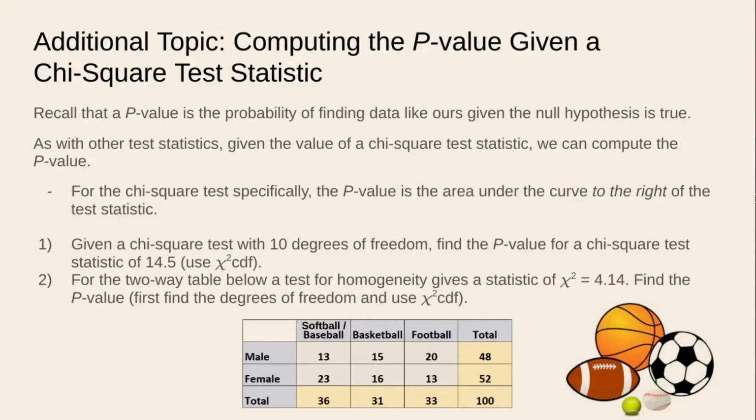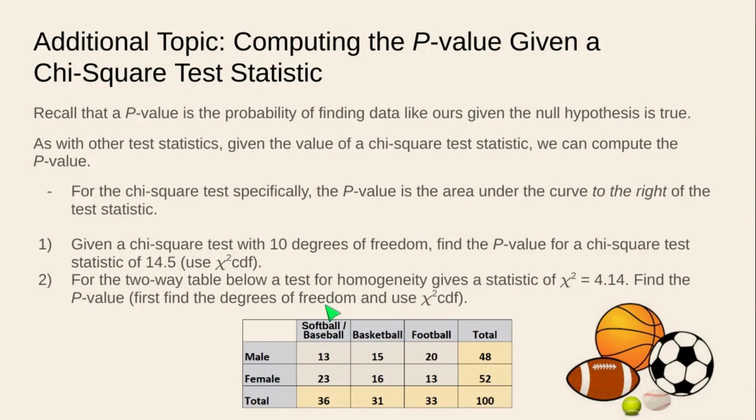Now let's look at our second question. For the two-way table below, a test for homogeneity gives a statistic of chi-square equals 4.14. Find the p-value. So first we need to find the degrees of freedom for a test for homogeneity, and then we're going to use chi-square CDF.